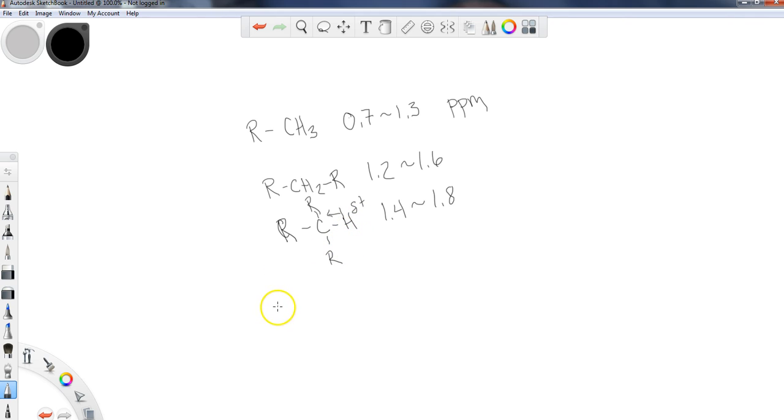And then the next jump up would be, what if I have a carbon double bonded to a carbon, and the carbon next to that had a hydrogen?